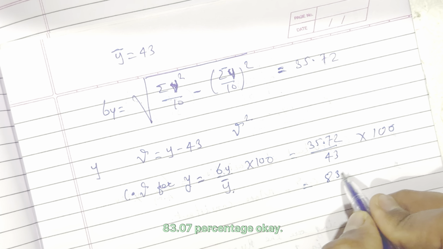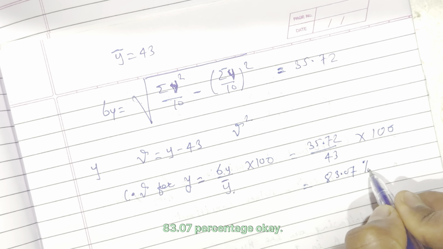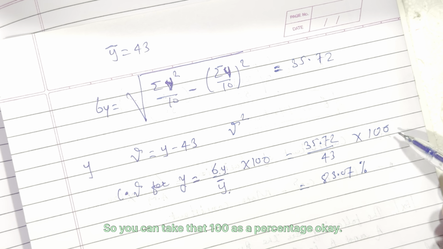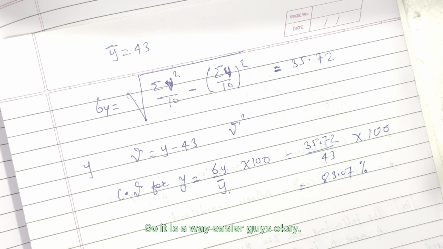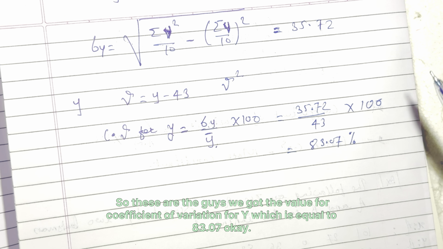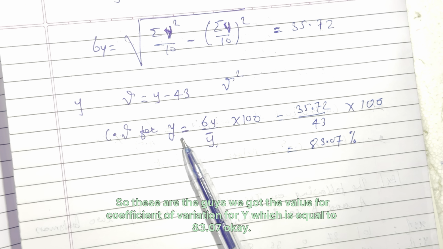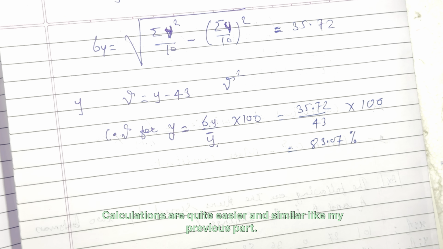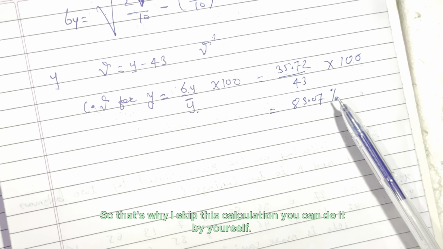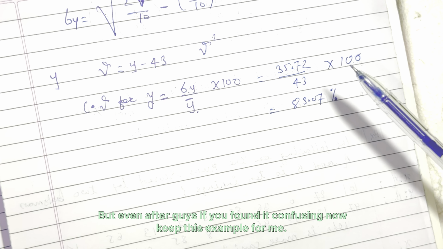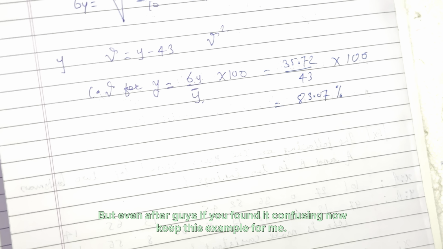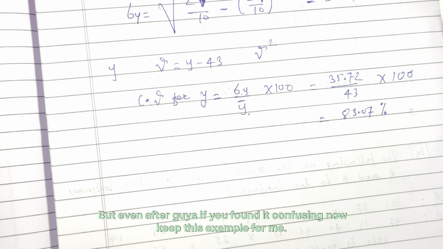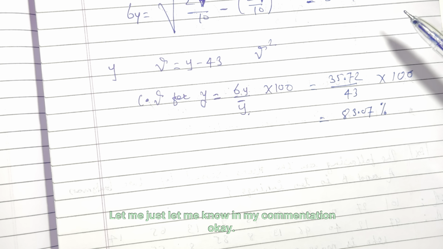83.07 percentage. So you can take that 100 as a percentage. So it is way easier, guys. See that, we got the value for coefficient of variation for y, which is equal to 83.07. Calculations are quite easier and similar to my previous part, so that's why I skipped this calculation. You can do it by yourself. But even after, guys, if you found it confusing, keep this example for me. I'll explain in my next lecture. Just let me know in my comment section.